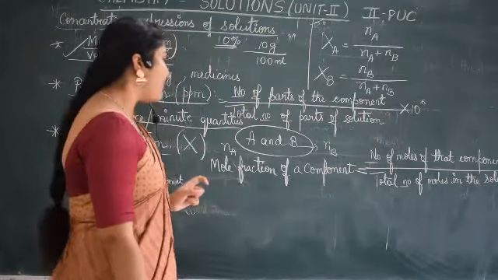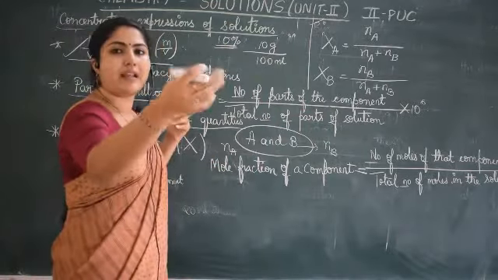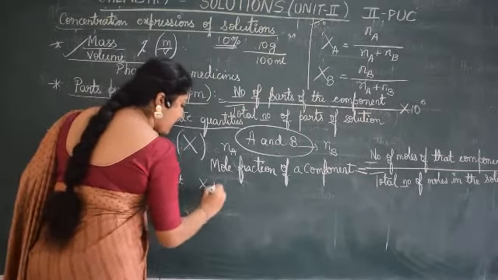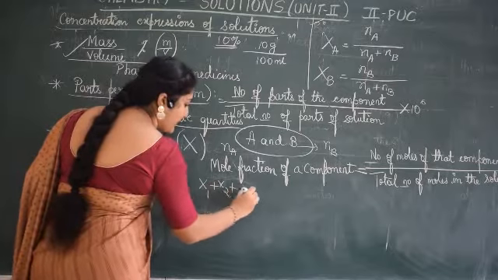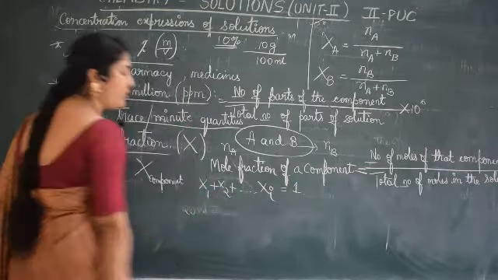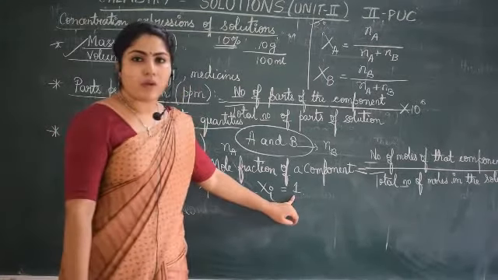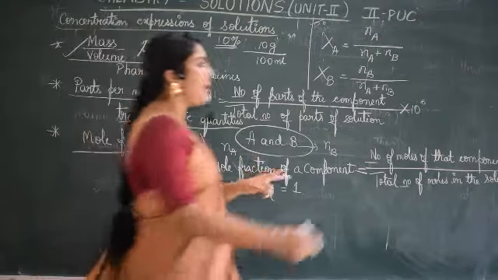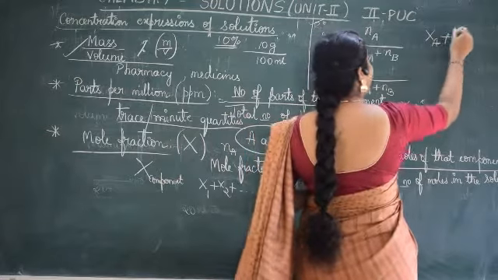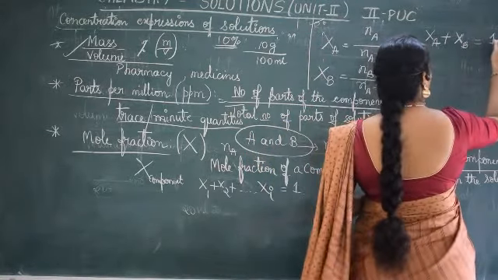And always remember, if you have many components, 1, 2, 3 up to i components, then x1 plus x2 plus x3 and so on up to xi will always be equal to 1. That means the sum of the mole fractions will always be equal to 1. If you take two components, the mole fraction of component A plus the mole fraction of component B will always be equal to 1.